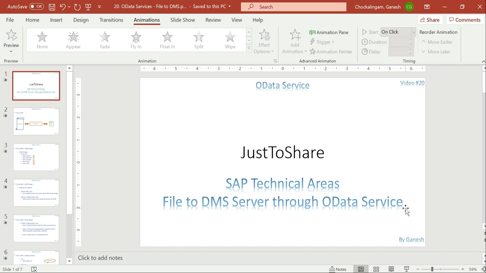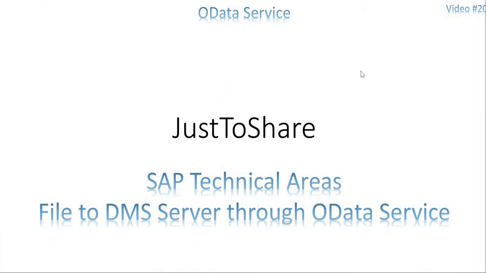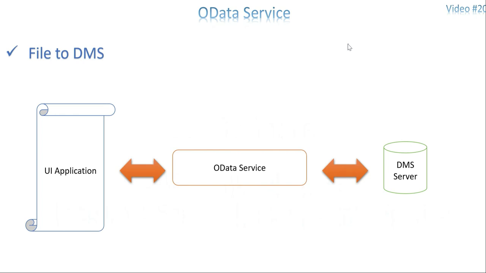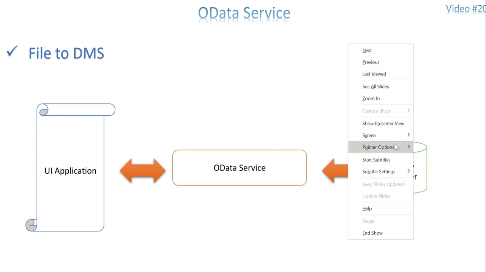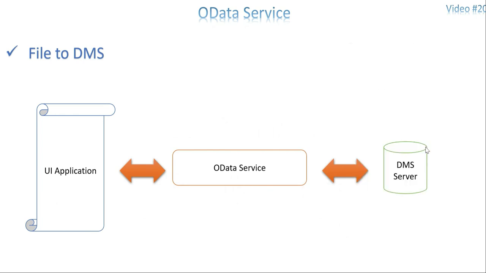I'm going to read it and upload it in a DMS server. Simple. Okay. So here I'm not going to read the content of the file and put it in an internal table. No, that is not this kind of scenario. Just a file, receive it and upload it in a DMS server. Let's get into the slide first. So this is our design. I'm going to receive a file from a UI application through OData service, and I'm going to upload it in a DMS server.